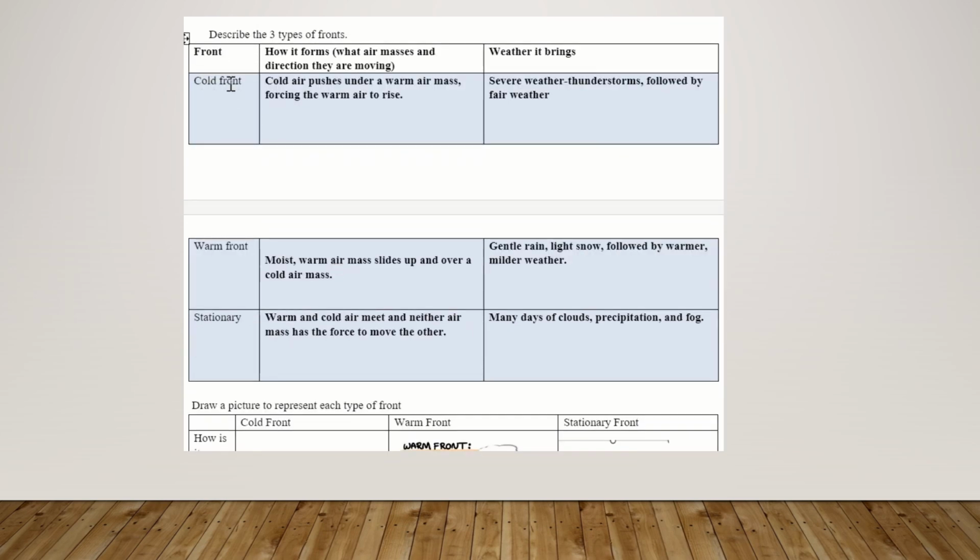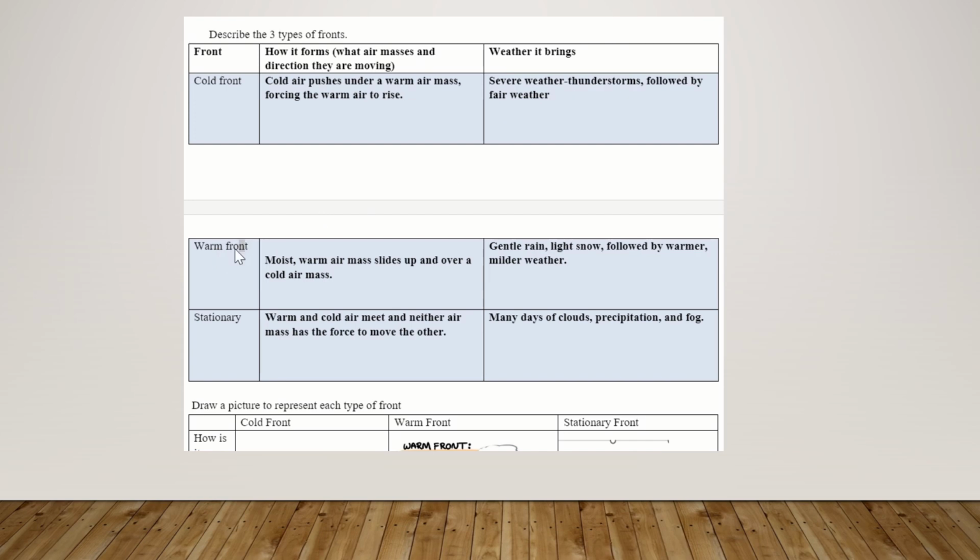First, we have a cold front, okay? As soon as you see the word cold, you know the cold air mass is the one that's in control here. It's the one that's really doing the moving and the pushing. So the cold air comes in, it pushes up under the warm air mass, and it forces that warm air to rise. It's going to bring severe weather. That's where we're going to get our thunderstorms. We might get a tornado. We might get heavy rain, winds, hail. Okay, and then it's going to be followed by fair weather, probably cooled off a little bit.